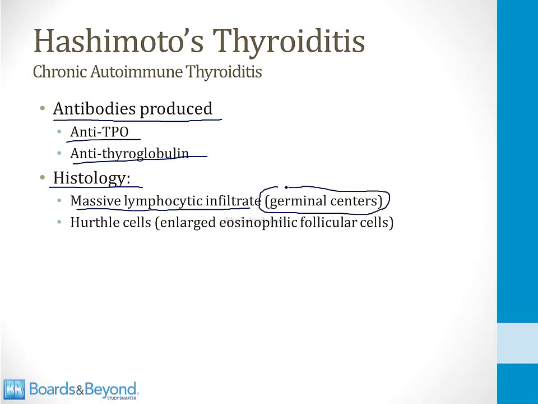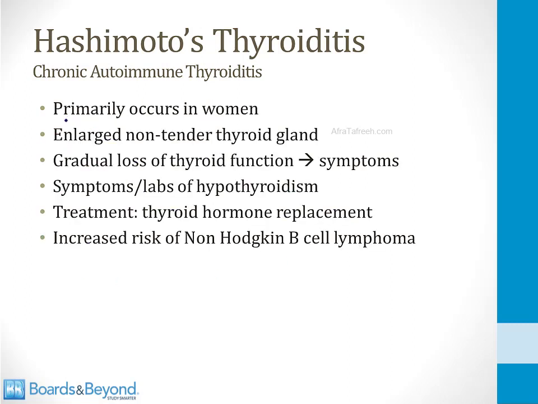And then the second classic finding of Hashimoto's thyroiditis is the presence of Hürthle cells. These are enlarged follicular cells with eosinophilic cytoplasm. Just like most autoimmune disorders, this occurs primarily in women. They develop an enlarged non-tender thyroid gland. Gradually over time they lose thyroid function, and this leads to symptoms of hypothyroidism, and that's how Hashimoto's usually presents, with signs and symptoms of hypothyroidism.